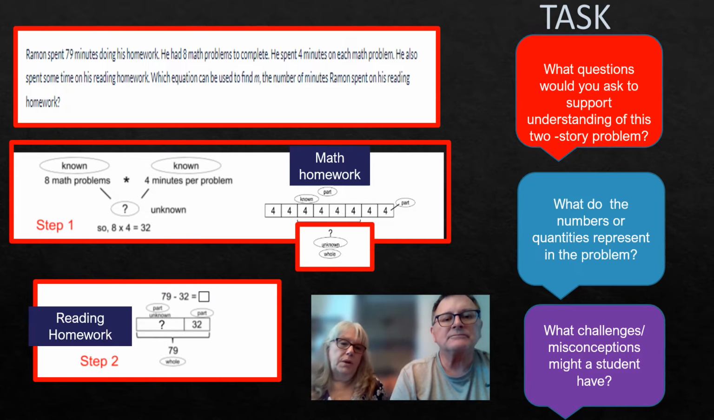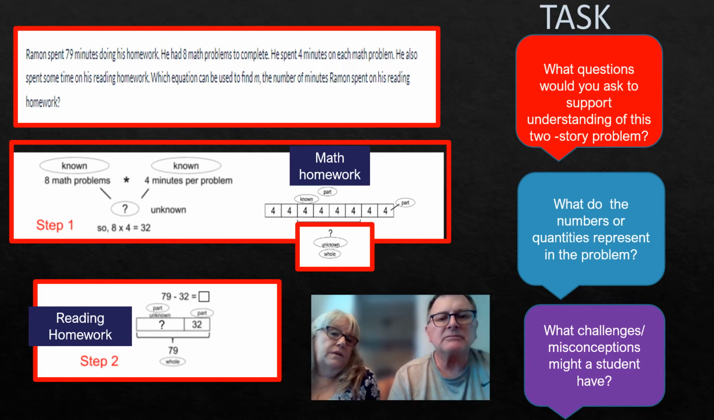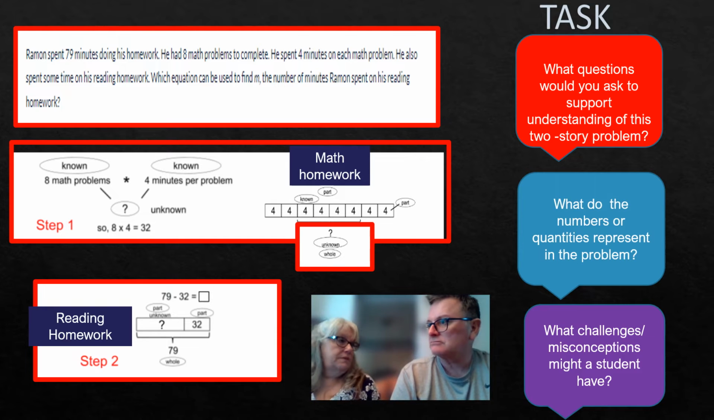Here I see a part whole model, which is another type of bar model. If I know that the math minutes are 32, that missing part has to be my reading minutes. And notice it's labeled, this is the reading homework. And I've labeled step 1, step 2. Do I have to subtract here? No, I could have thought about it with counting up to subtract. So I might have done a missing addend: 32 plus something is going to give me my 79 total minutes.